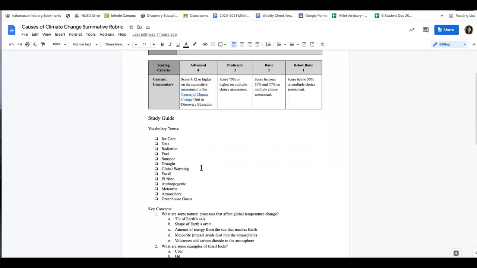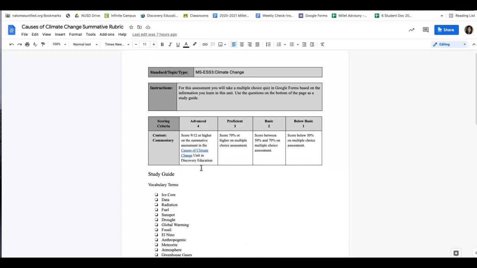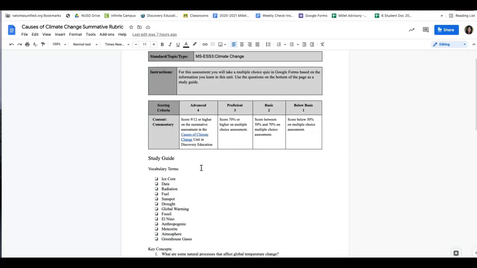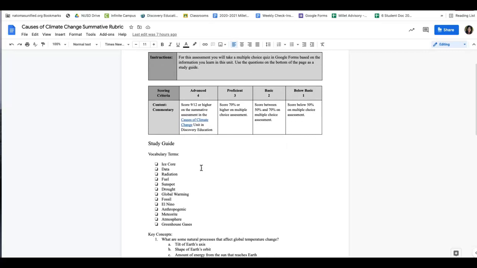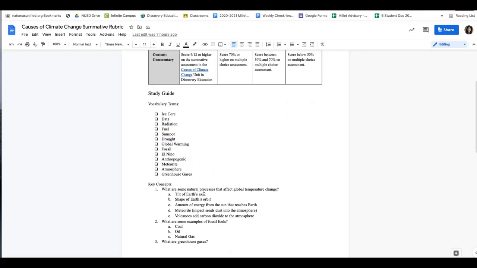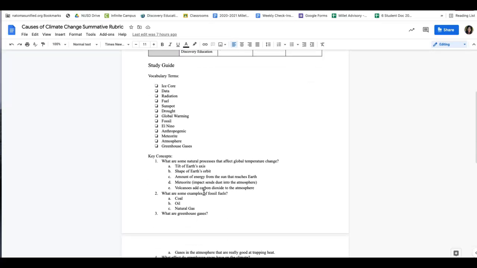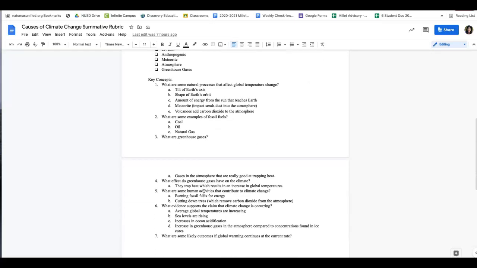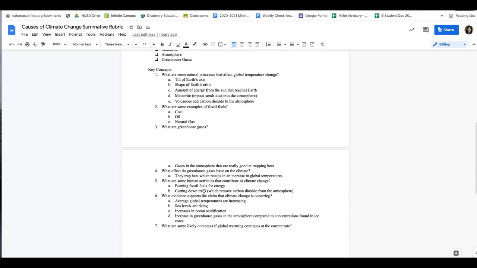Okay, so part of your assignment this week is to review. We are reaching the end of this unit. So in order to demonstrate proficiency on the summative, it would be great for you to know these vocabulary words. So go through all of these. Make sure you understand what they mean, because they are going to help you on the summative, knowing what those words mean. These are the key concepts that you also should know in order to score proficient on the summative.